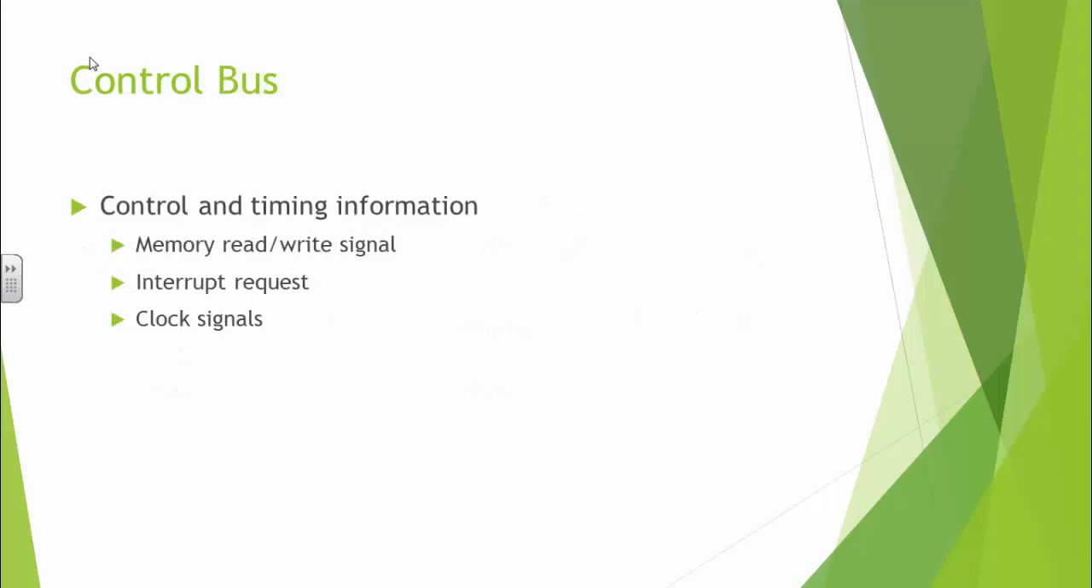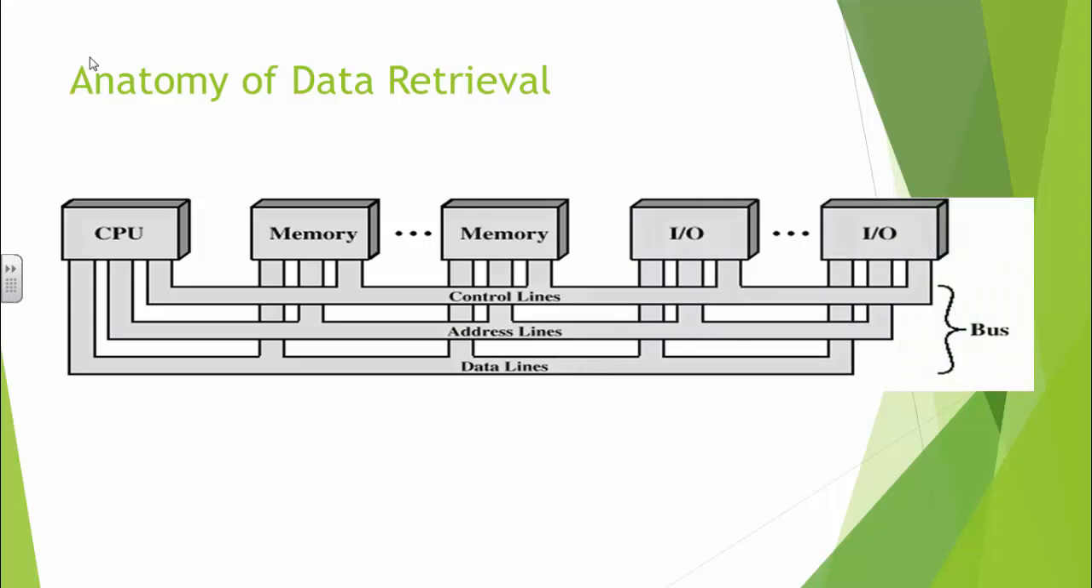The control bus, we've already talked about the system clock. The control bus transmits control and timing information. So memory read-write signals, interrupt requests, and clock signals all move through the control bus. So now our schematic should give us a little more insight into how the computer works. We have control lines, address lines, and data lines, and we know what each one should carry.